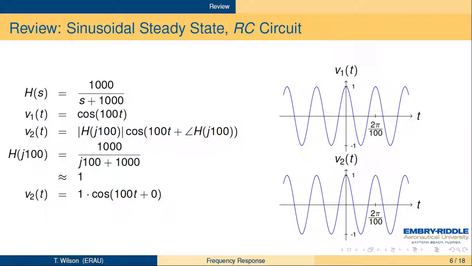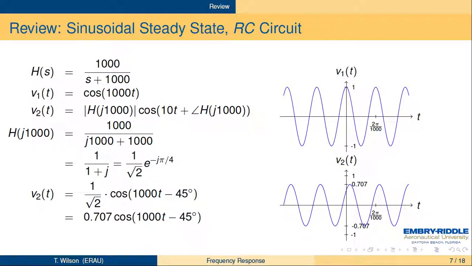And that's almost 1. It's got a little bit of an angle, and it's also got a little bit of a magnitude that's less than 1, but it's still about 1. So we say that the output is 1 times cos 100t. The output is in the bottom panel, the input's in the upper panel, and the output looks just like the input.